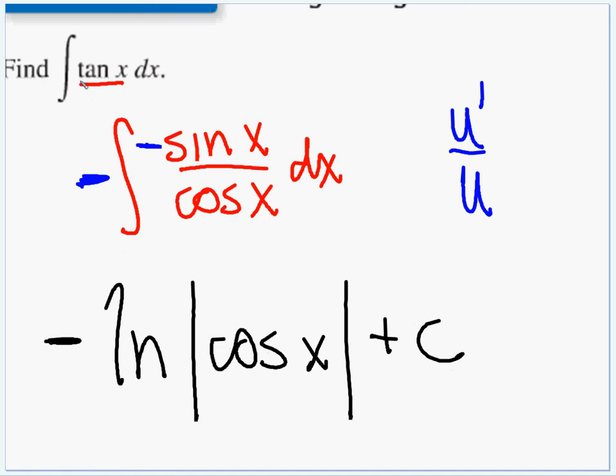So there's one to add to the old memory banks. What is the antiderivative of tangent? Negative natural log of cos plus c. And again, don't forget the bars. We can only take the log of positive stuff, and cos can dip below the x-axis. So those bars are serving a pretty important purpose.